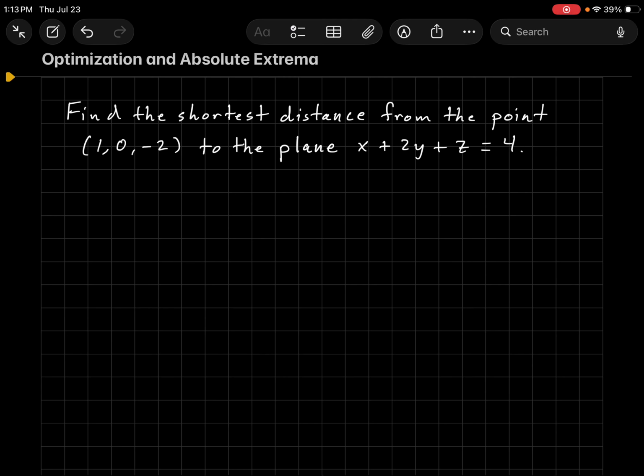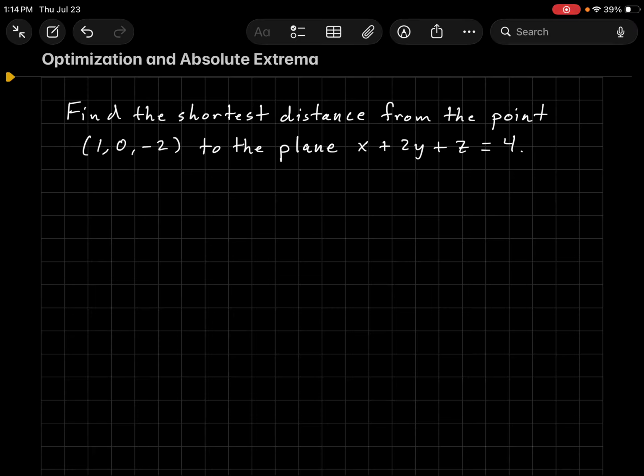Let's find the shortest distance from the point (1, 0, -2) to the plane x + 2y + z = 4. Earlier in the course, we saw a way to find the distance from a point to a plane, but we're going to try to find it in a different way. Because the distance from a point to a plane is going to be the shortest distance.